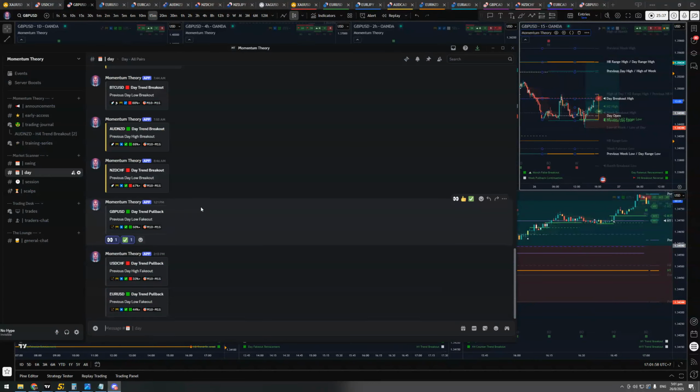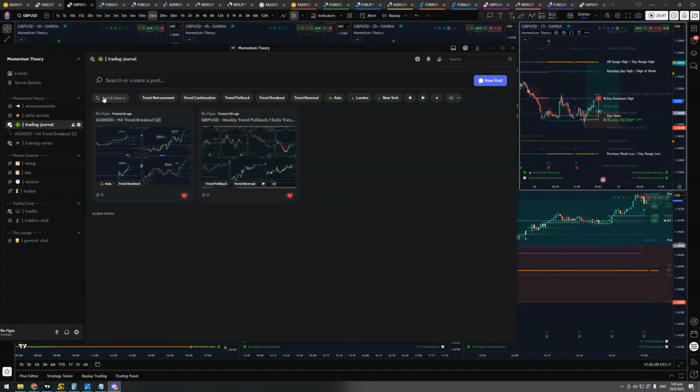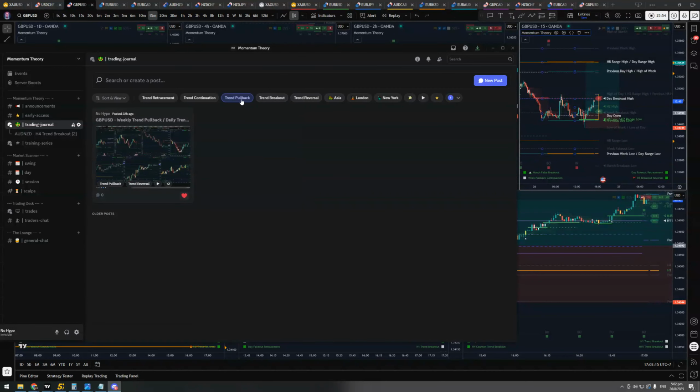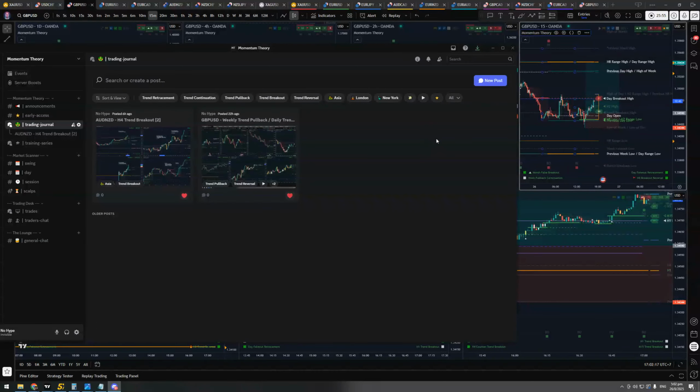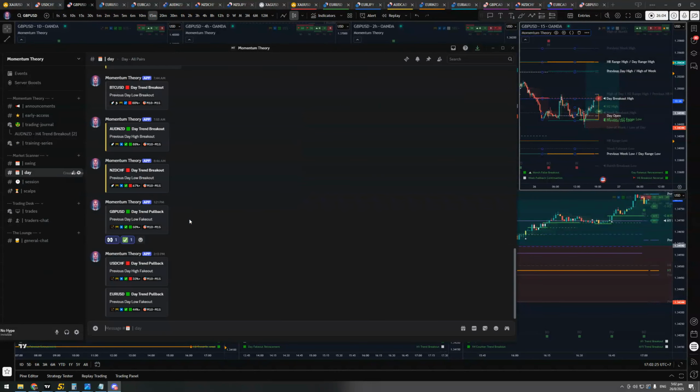So again, on the Discord, it's not up yet. It's still in progress, but I took this one, and I'm going to be adding it into the trading journal. I'll add exactly the setup. It's a trend pullback setup in London session, and then I'll just talk a little bit about why I took it there.